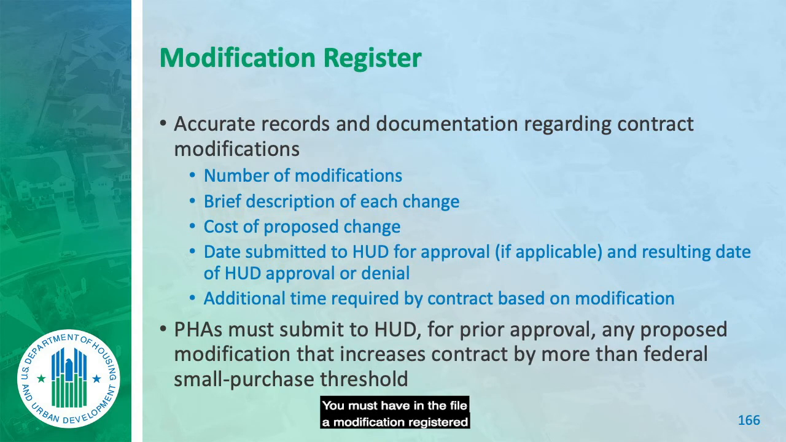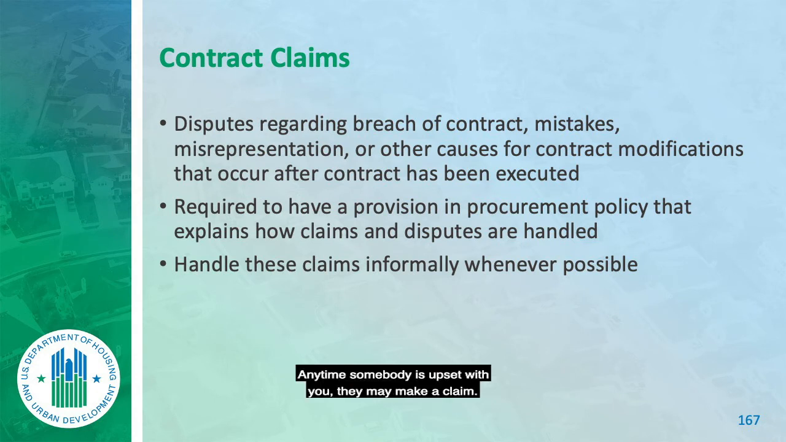You must have in the file a modification register for every contract, whether you've issued any modifications or not. If you've issued no modifications, it will be blank. If you have issued modifications, it will have them listed. Woe to you if you don't have a modification register. Woe to you if you have one and it's blank and you did modifications, because you'll open up an audit, seeing what else you're hiding. Construction modifications are very problematic, okay? Contract claims. Anytime somebody's upset with you, they may make a claim. The claim may or may not involve money.